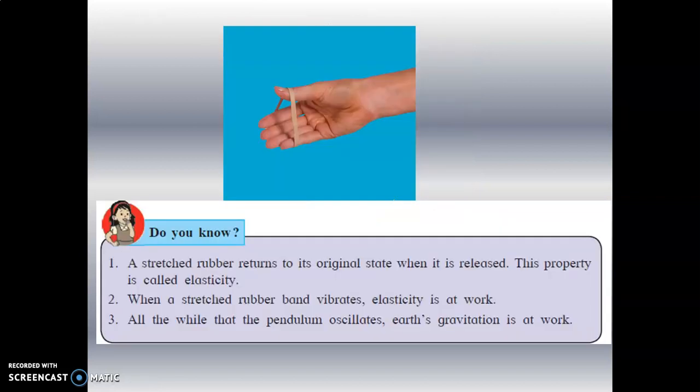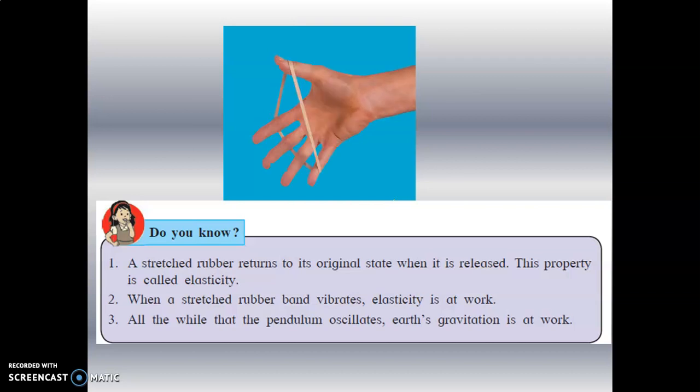Next, now some facts. A stretched rubber returns to its original state when it is released. This property is called elasticity. As you can see in the diagram, I'm stretching the rubber and then releasing it, and it comes back to the original shape. When a stretched rubber band vibrates, elasticity is at work. When you give a small jerk to that rubber band, it vibrates, so elasticity is at work.